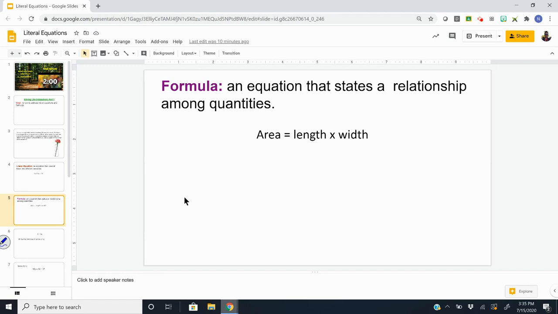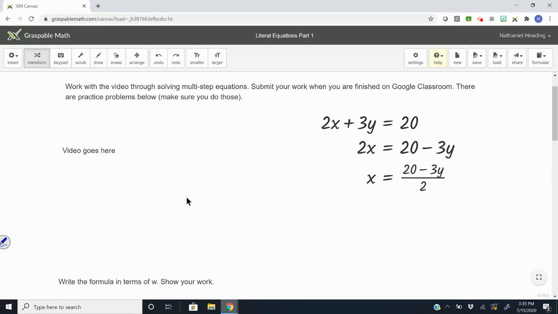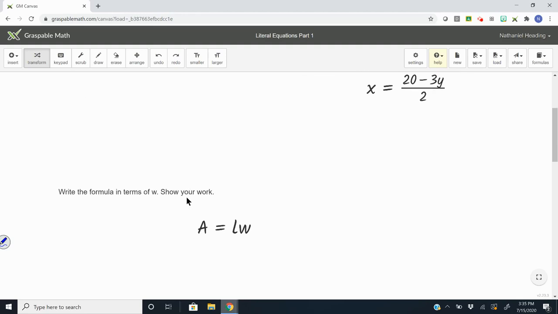Now a formula is an equation that states a specific relationship among quantities. A great example of a formula that everyone knows is length times width: area equals length times width. People love to talk about the Pythagorean theorem, a squared plus b squared equals c squared. Formulas are very specific literal equations. They show specific relationships, and we like to use this skill to manipulate those equations, those formulas.